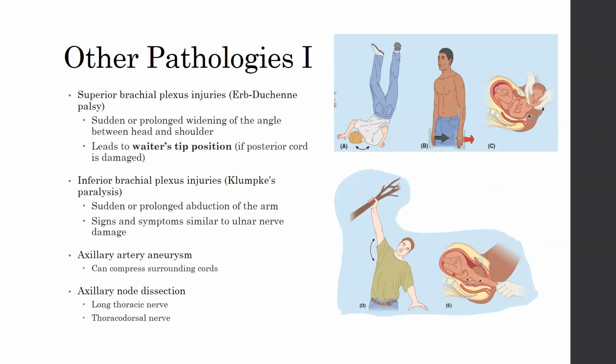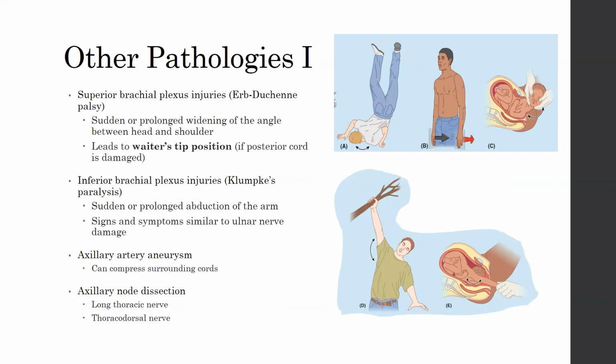if you have a superior brachial plexus injury from the angle widening between your head and your neck, like the breakdancing guy in figure A, you're going to get a waiter's tip position, which is basically medial rotation of the arm, and your palm's going to be pointing backwards. Inferior brachial plexus injuries come from widening of the angle between your torso and your arm, like someone catching their fall on a tree branch or something like that. You're going to get signs and symptoms similar to ulnar nerve damage, because obviously the medial cord supplies the ulnar nerve and so on. Axillary artery aneurysm.